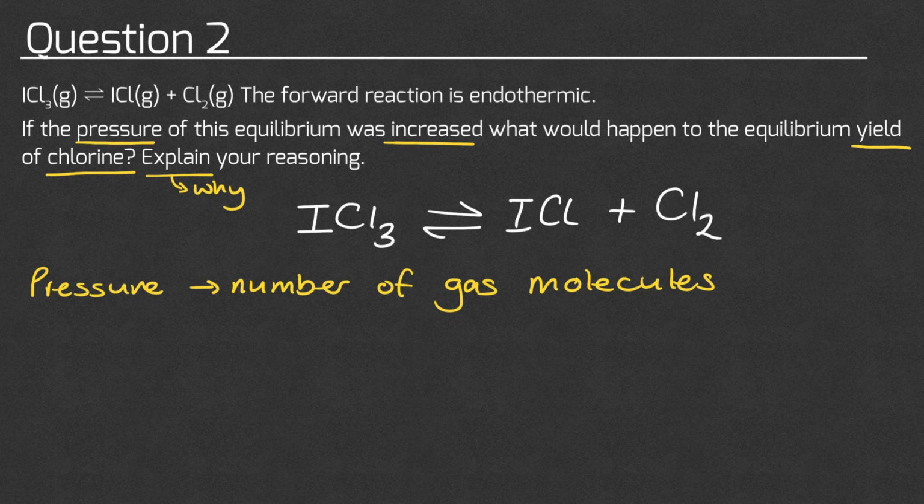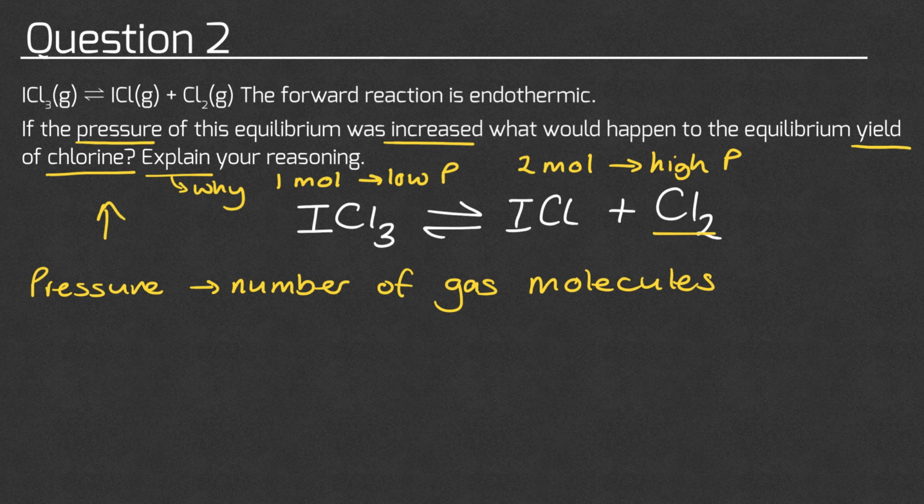We know that the pressure depends on the number of gas molecules on each side, so we'll start by annotating that onto our equation. There is 1 gas molecule on the left-hand side, and 2 gas molecules on the right-hand side, the molecule of ICl and the molecule of Cl2. The side with the fewest number of gas molecules will have the lowest pressure, and the side with the most will have the highest pressure. So this means that the left-hand side is going to have the lowest pressure, because it's got 1 mole of gas, and the right-hand side is going to have the highest pressure, because it's got 2 molecules of gas.